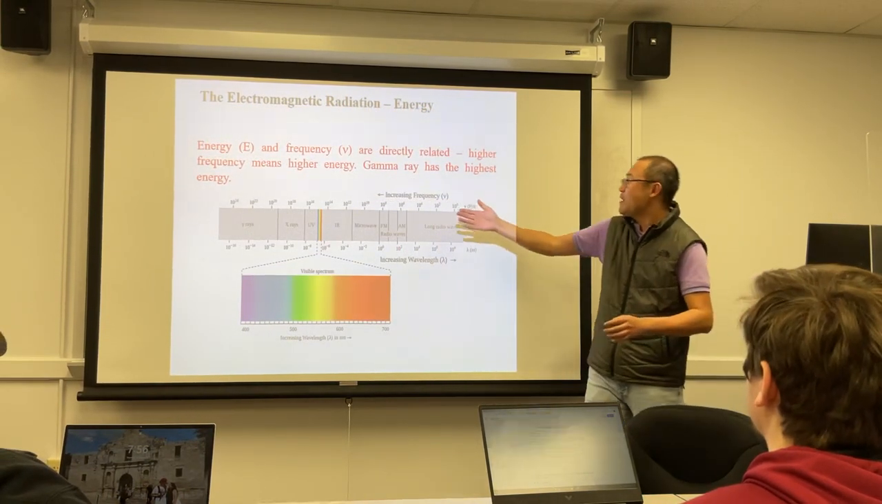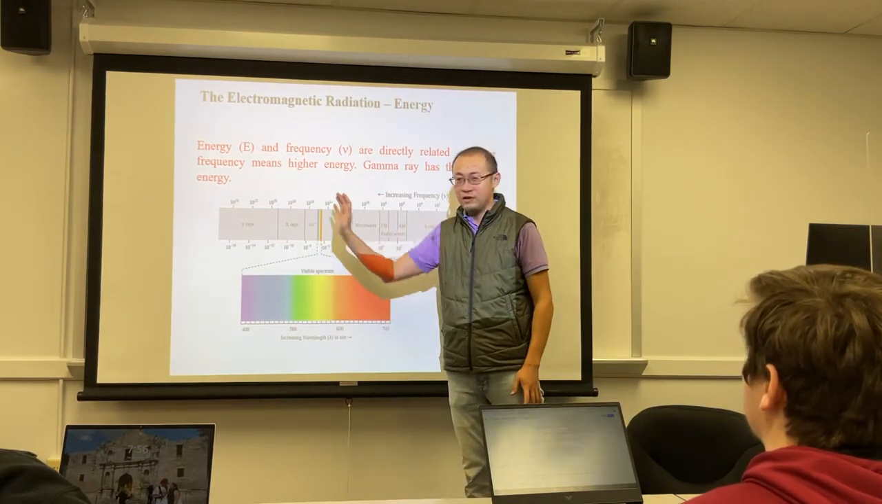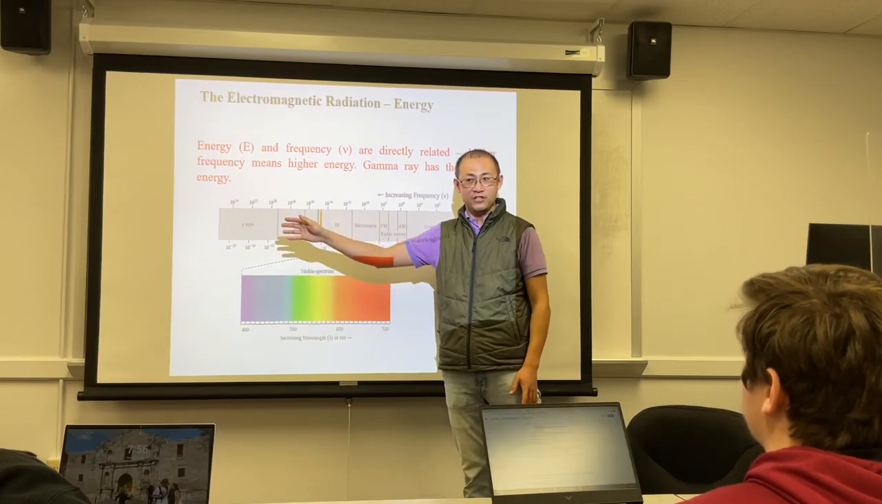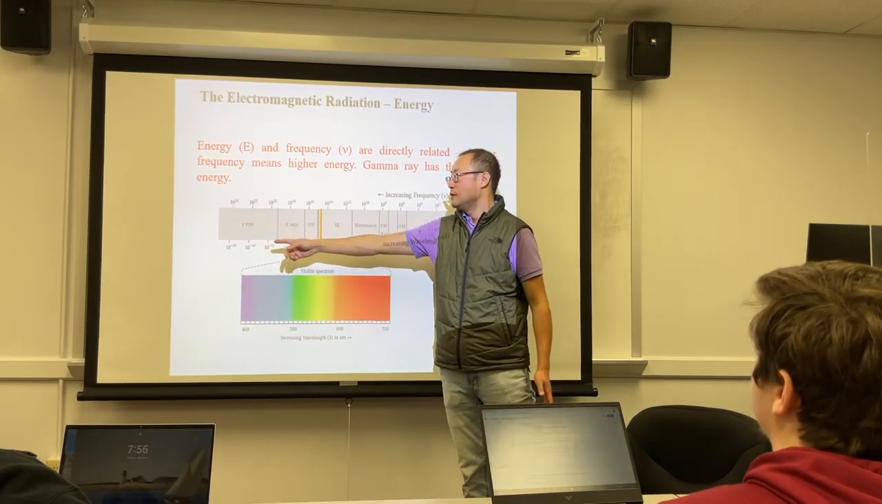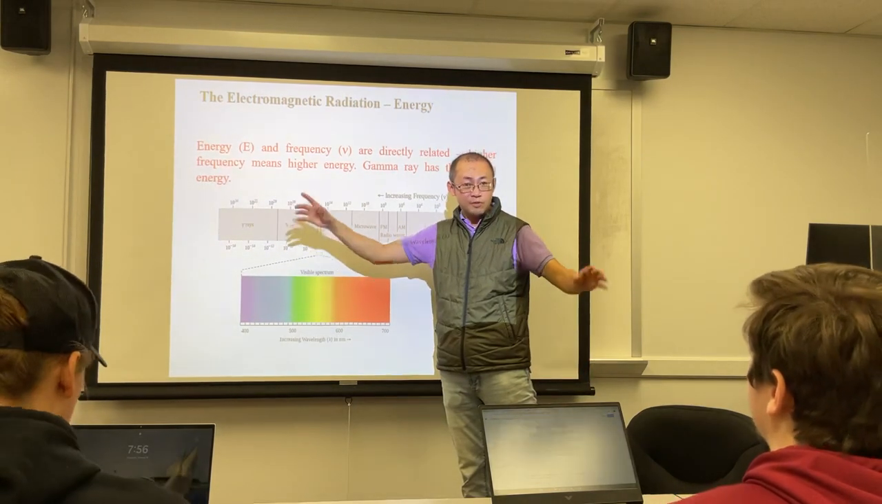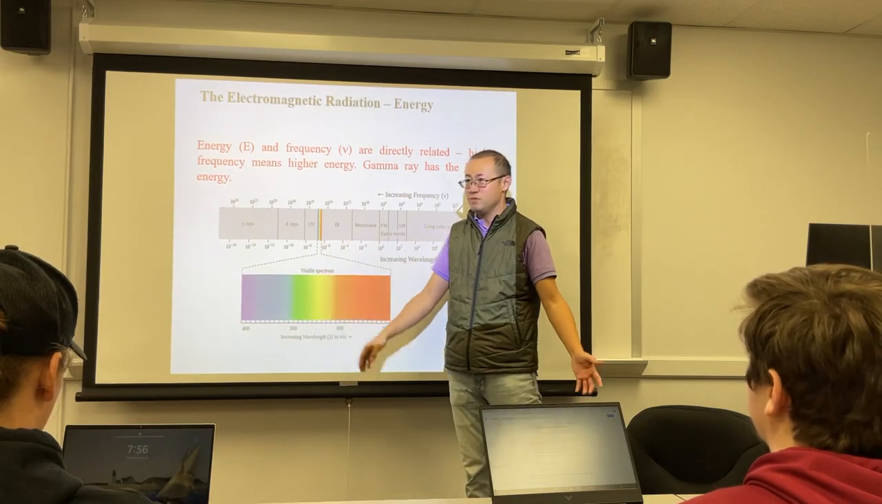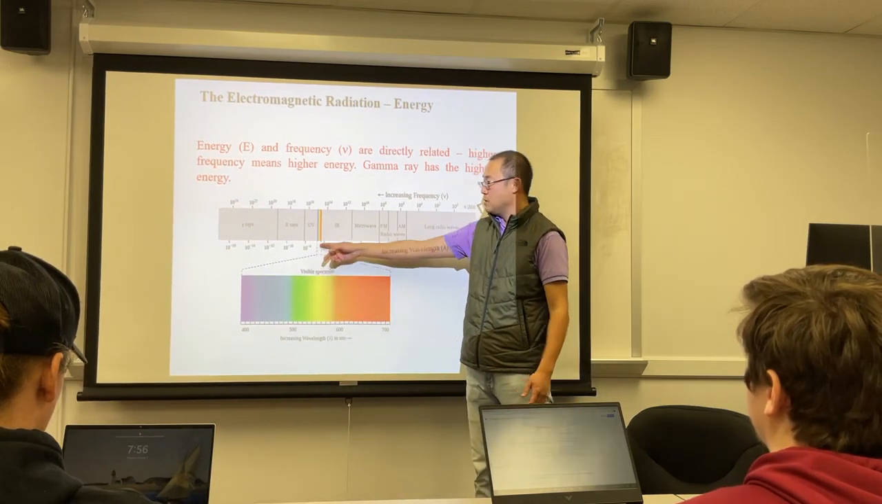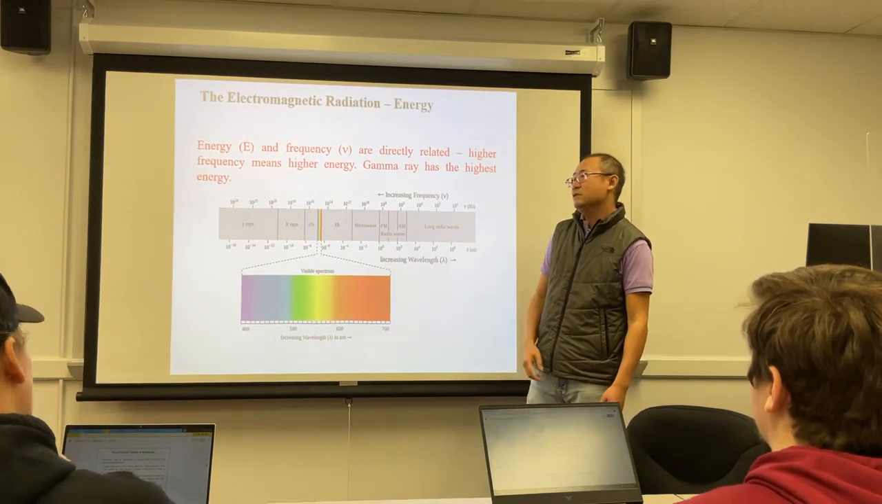So you can see that this is the spectrum again. Light on this side has higher energy. The highest one, of course, is gamma rays. And then X-ray. You go to the hospital, you get an X-ray, that's X-ray. Nothing mysterious. Then UV, seven colors, IR, microwave, and long waves.